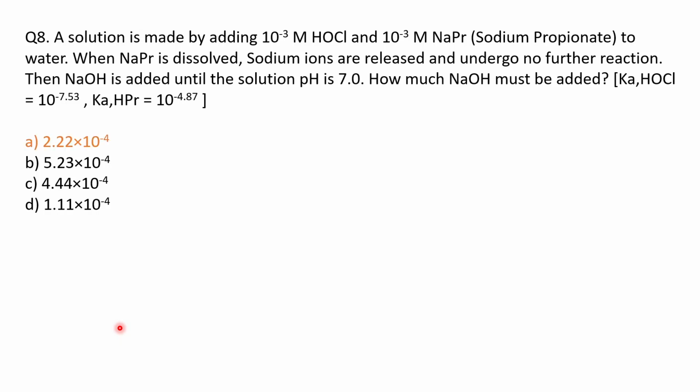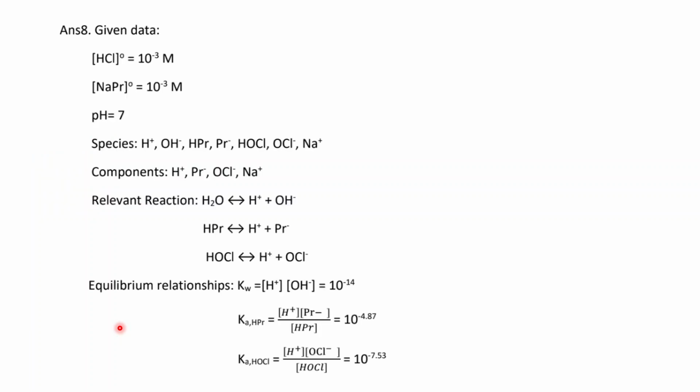Moving towards the solution, the answer is 2.22 into 10 raised to power minus 4. Let's see how. Initial HOCl concentration is 10 raised to power minus 3 molar. NaPr initial concentration is 10 raised to power minus 3 molar. pH is 7. So the species that can be identified are H plus, OH minus, HPr, Pr minus, HOCl, OCl minus ion and Na plus ion. These are the components. These are enough to make all these species.